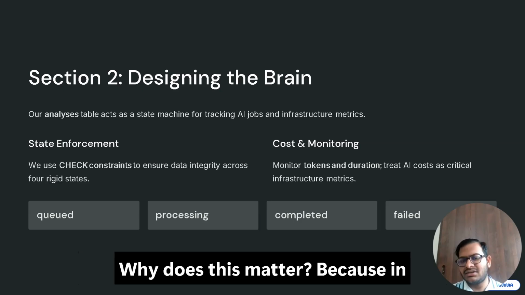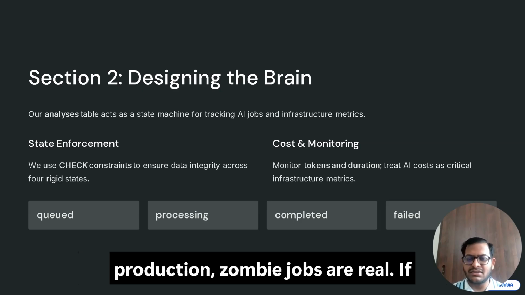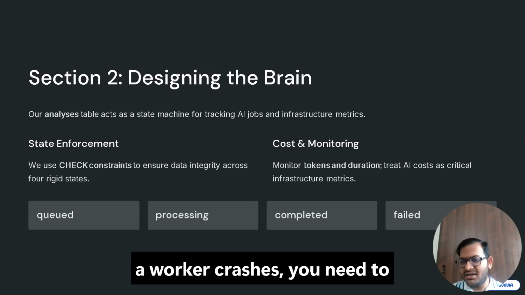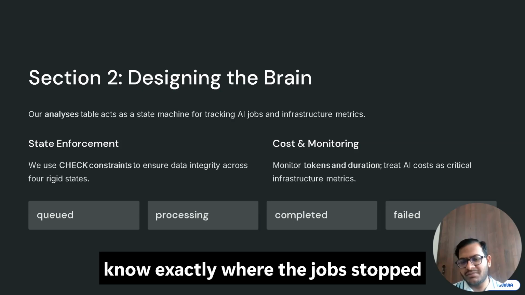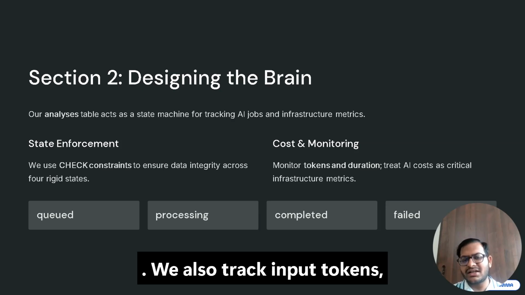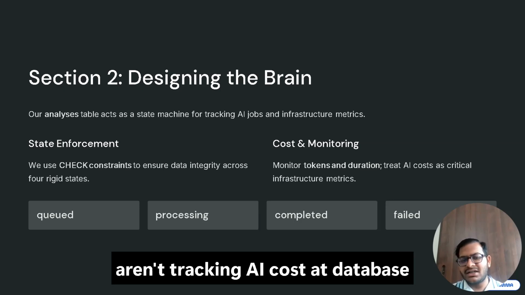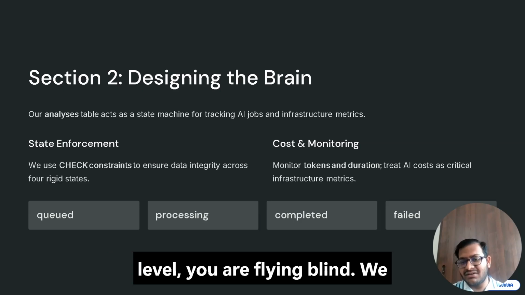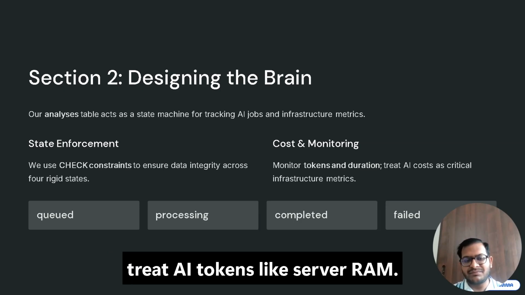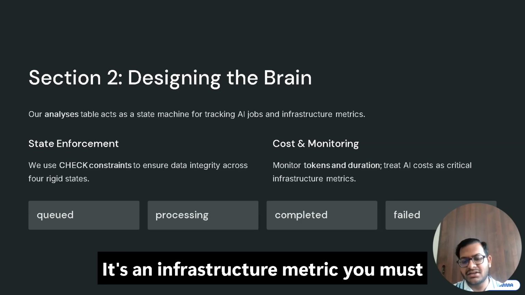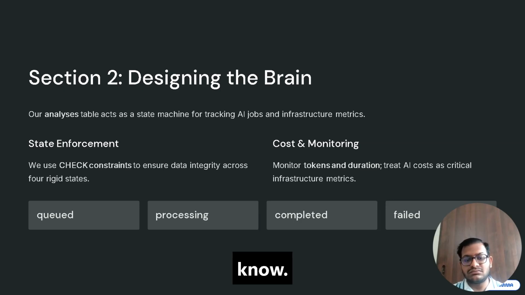Why does this matter? Because in production, zombie jobs are real. If a worker crashes, you need to know exactly where the job stopped. We also track input tokens, output tokens, and duration. If you aren't tracking AI costs at the database level, you are flying blind. We treat AI tokens like server RAM. It's an infrastructure metric you must know.